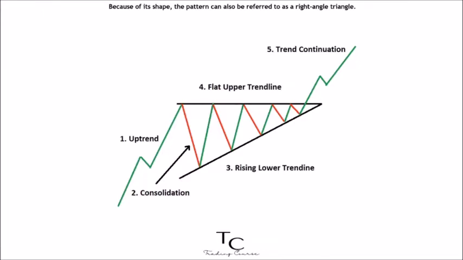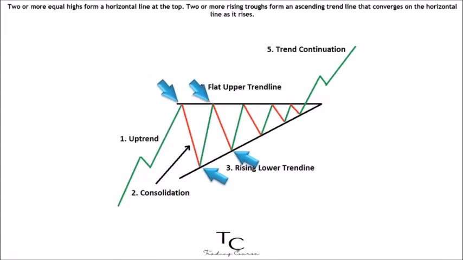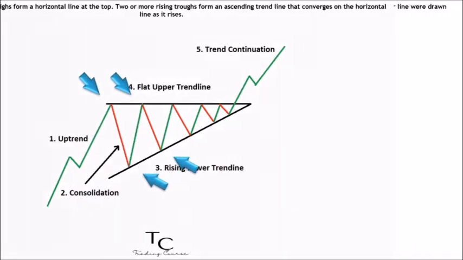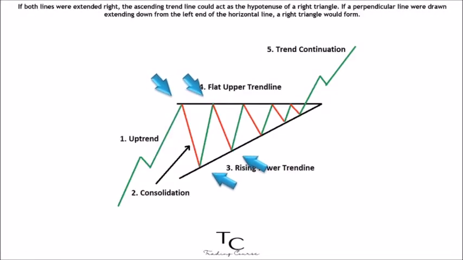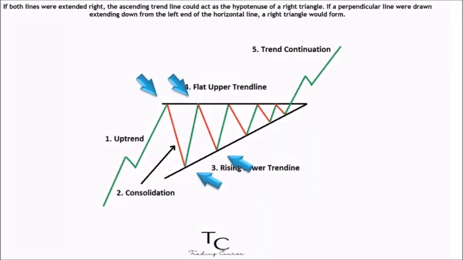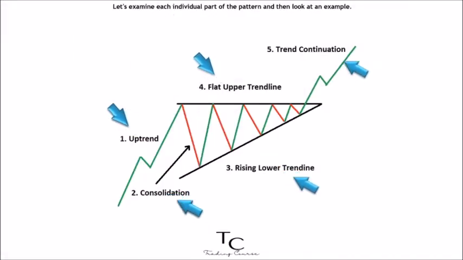Because of its shape, the pattern can also be referred to as a right-angle triangle. Two or more equal highs form a horizontal line at the top. Two or more rising troughs form an ascending trend line that converges on the horizontal line as it rises. If both lines were extended right, the ascending trend line could act as the hypotenuse of a right triangle. If a perpendicular line were drawn extending down from the left end of the horizontal line, a right triangle would form. Let's examine each individual part of the pattern and then look at an example.